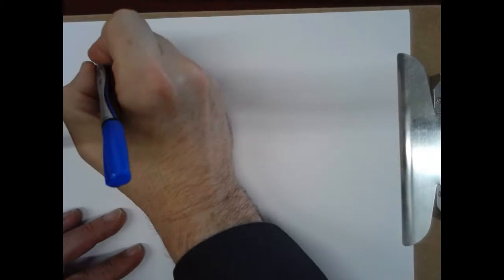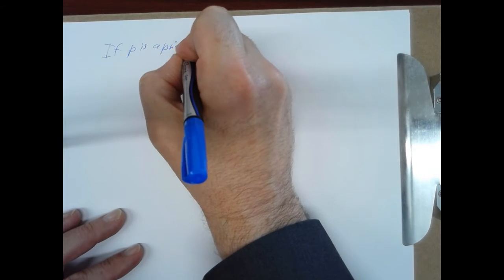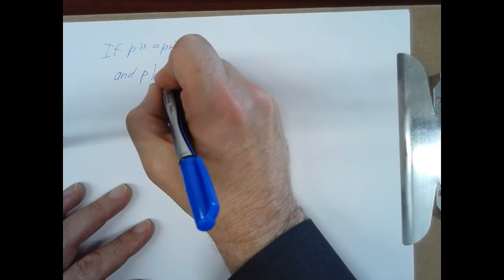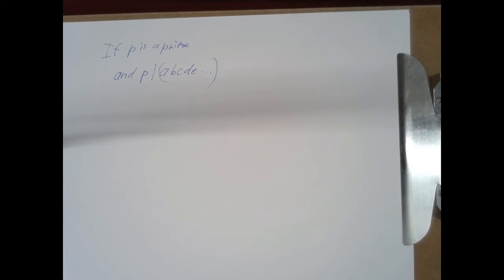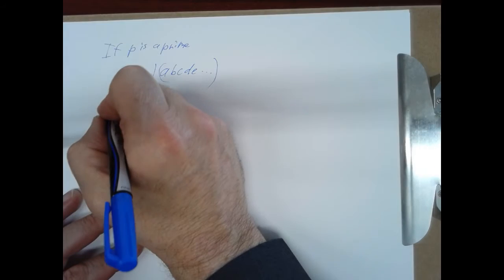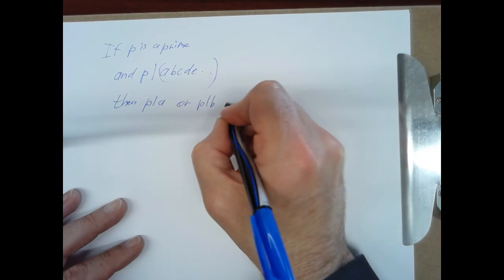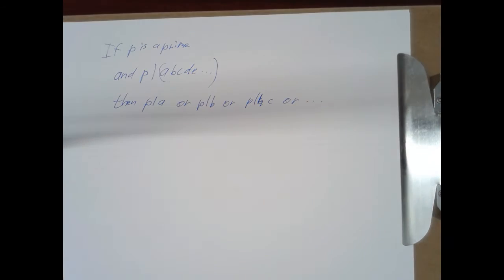So if P is a prime, and P divides a product A, B, C, D, E, then P divides A, or P divides B, or P divides C, or so on. In other words, if P divides a product of numbers, it must divide at least one of those numbers. That's only for primes, though.